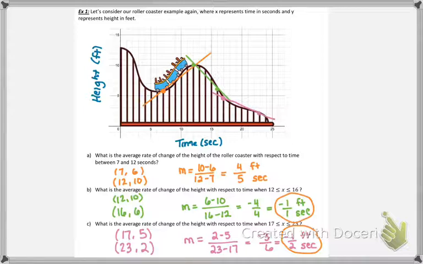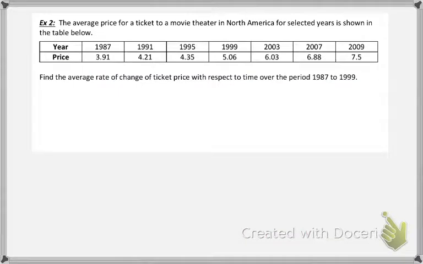Now let's look at an example of a table. Now we're talking about movie tickets. I know you haven't gone to the movie theater in a long time, but here are some real data that shows the price for a ticket to a movie theater in North America for selected years. So you can see that in 1987, the price of a movie ticket is $3.91. And then in 2009, it's at $7.50. And now, 2020, I want to say it's about $10, $12 per movie, depending on what type of movie you see.